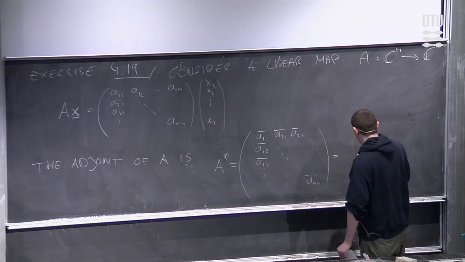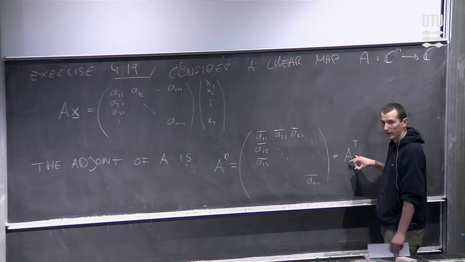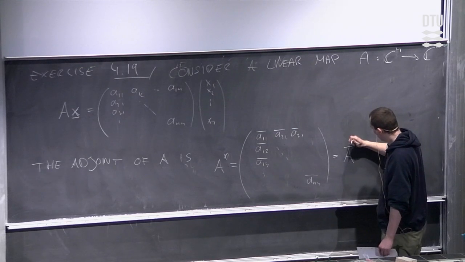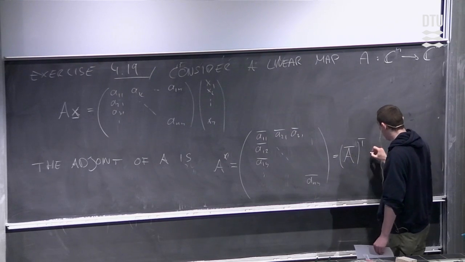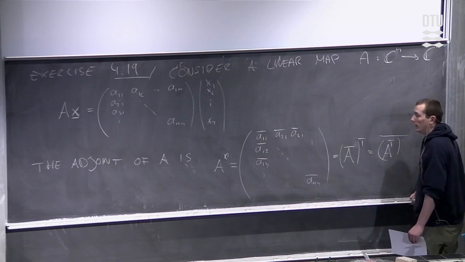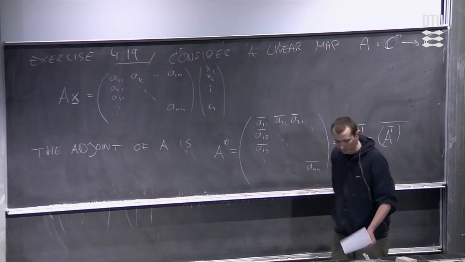And this we recognize we can also write another way, namely as the transpose of the matrix, which is complex conjugated. If you first complex conjugate and transpose, or first transpose and complex conjugate is up to you, it's the same. And this will be the adjoint of A.